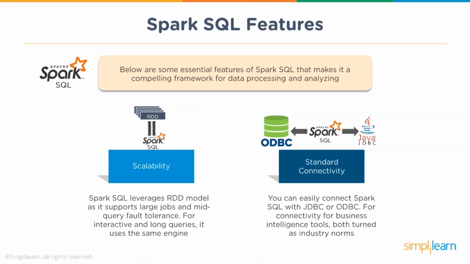Now, Spark SQL leverages the RDD model as it supports large jobs and mid-query fault tolerance. For interactive and long queries, it uses the same engine. So in terms of Spark 1.6 and older versions, we had the RDD API. That is, whenever you do transformations such as map, flat map, filter, and many more, that would create RDDs, which you can say are logical steps in the DAG, which would be executed only when an action was invoked.